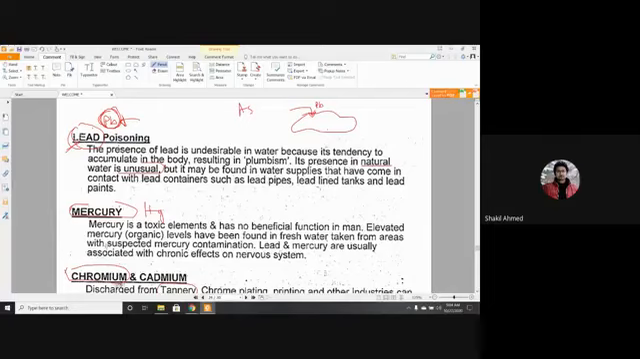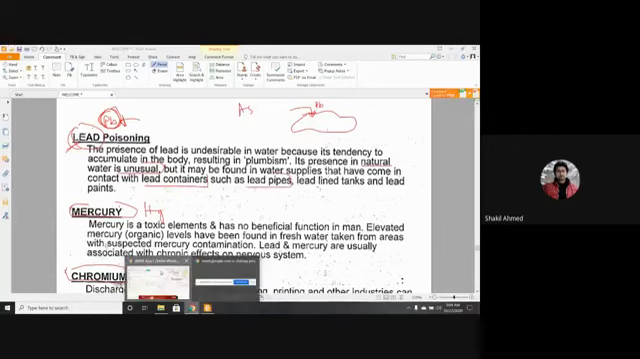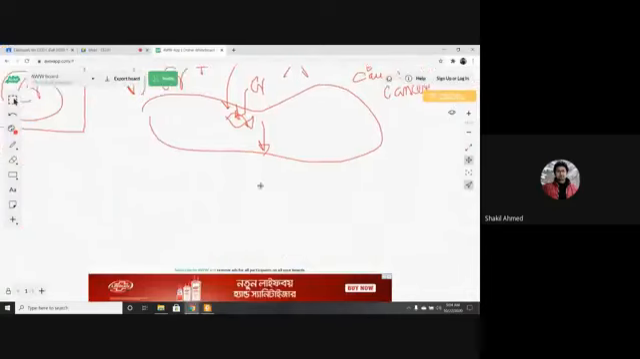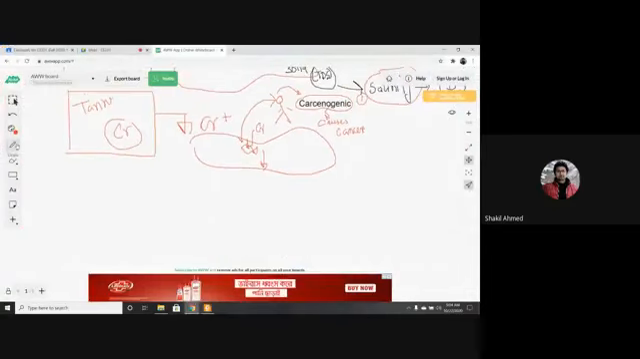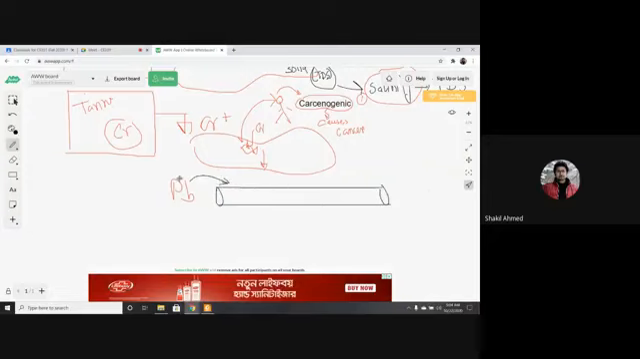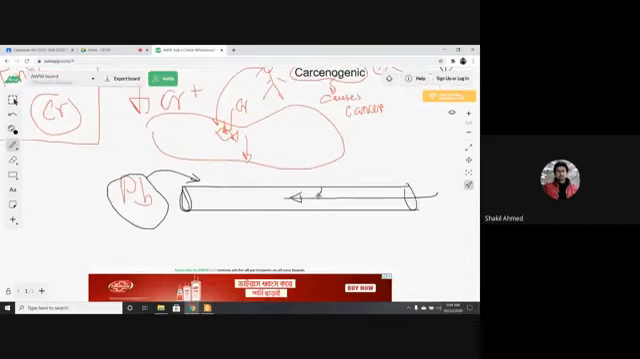Sometimes lead can also come from lead containers, such as lead pipes. Previously, when people didn't know the harmful effect of lead, they used lead to make pipes. Lead is a metal, right? So you can use this to make pipes and these things. And this lead from the pipe may come into the water which flows through this pipe.